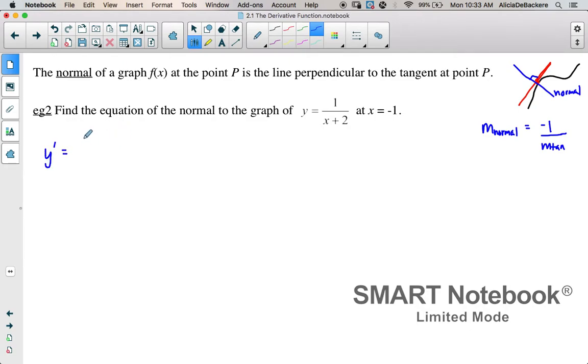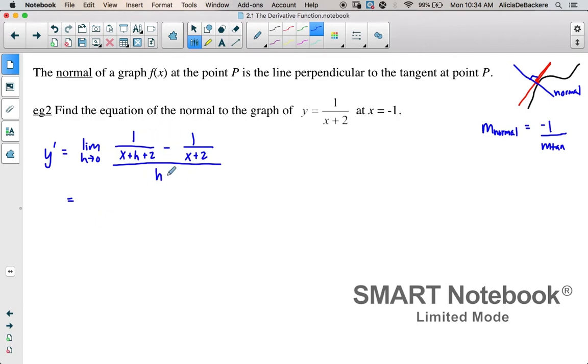So y prime is going to be the limit as h approaches 0. And I'm going to plug x plus h in here and x. Now I don't have function notation to write in here, like I can't say f at x plus h because there is no f in this question. So I am just going to go right into substituting. And that's all over h. All right, we're going to try to simplify this.